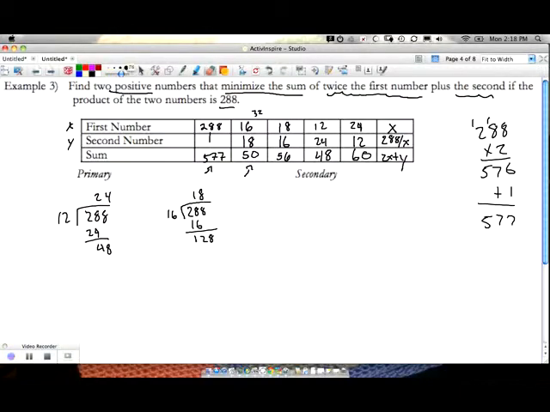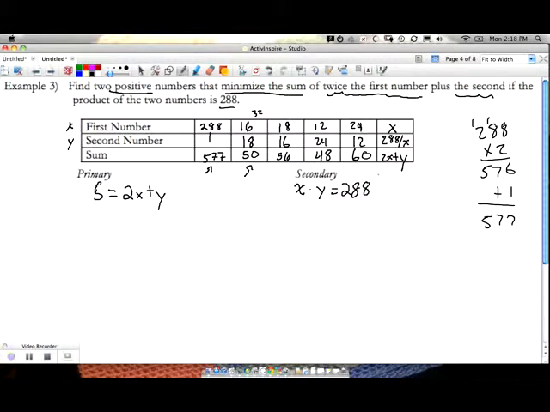So now, what is our primary secondary equation? I'm going to erase these things here. Our primary equation is that sum. The sum equals 2 times the first number plus the second number. But we know that x times y equals 288. Again, we're running into this problem because we want to optimize this equation here. But the problem is we got two variables. And with two variables, that doesn't really help us.